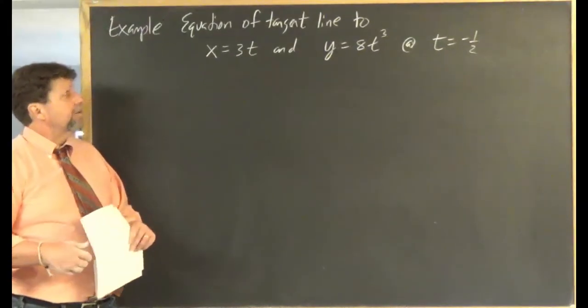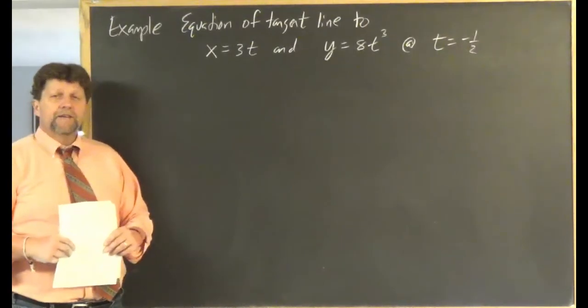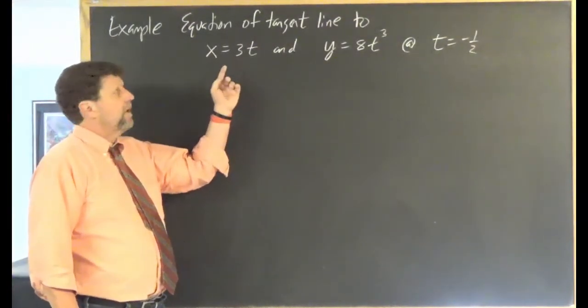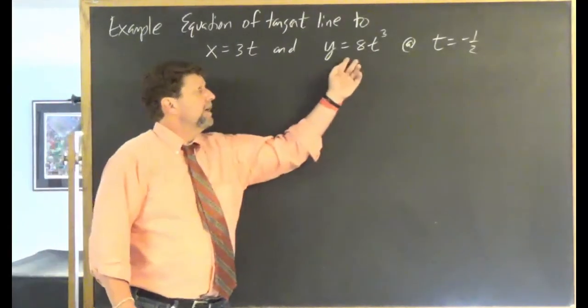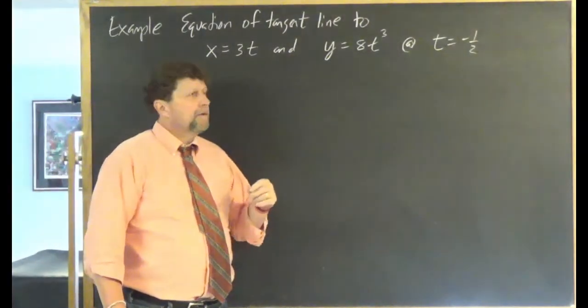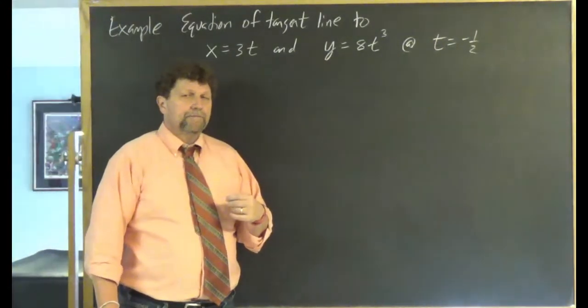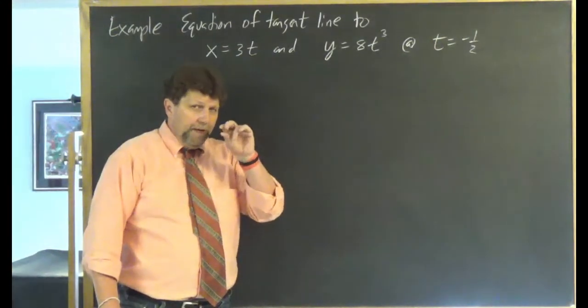All right, in this example, we're asked to come up with an equation of the tangent line, tangent to the curve given by the parametric equations, x equals 3t and y equals 8t cubed, at t equals negative 1/2. So we know we need a slope.